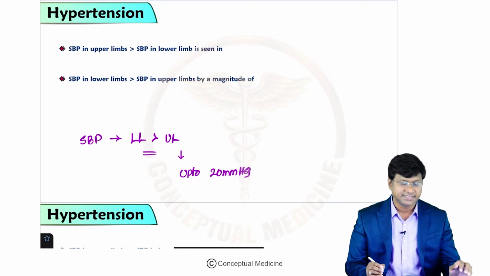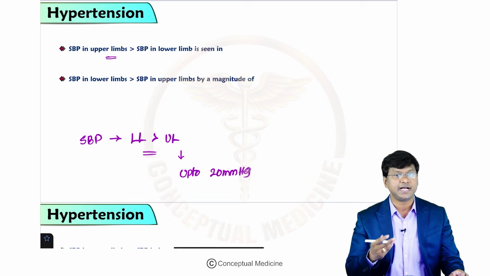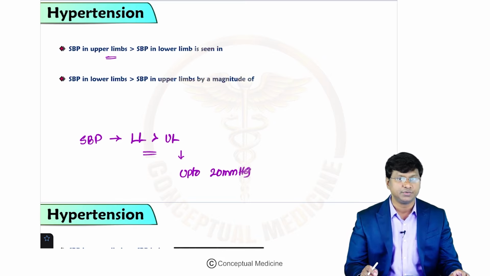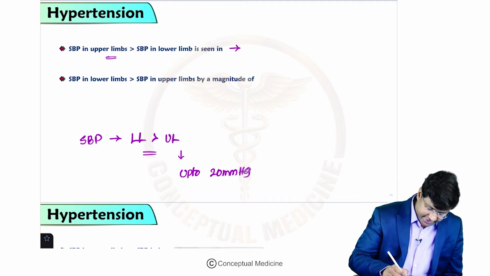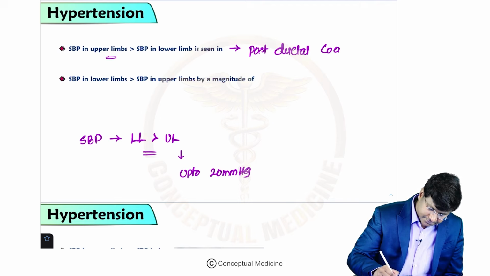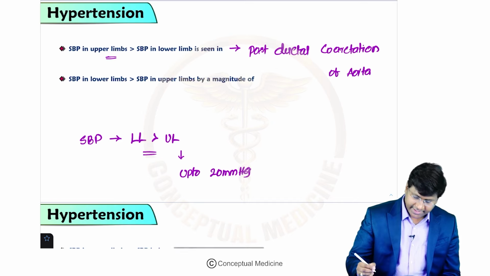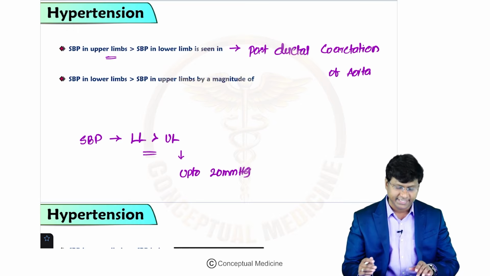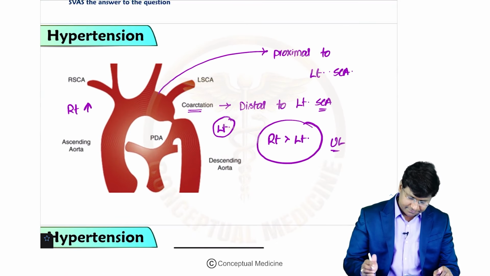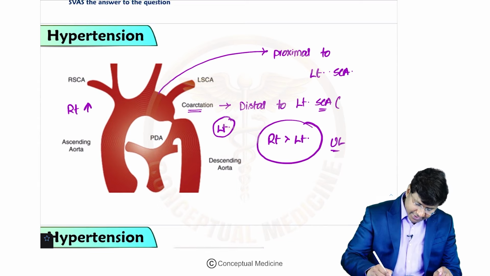Now, there are certain clinical scenarios where the systolic blood pressure in the upper limb is more than that in the lower limb, and that is seen in post-ductal coarctation of aorta. So in post-ductal coarctation of aorta, please remember the systolic blood pressure in the upper limb will be more than that of the lower limb. I will explain the mechanism also. If you see this image over here, this is the image where you have a post-ductal coarctation of aorta.